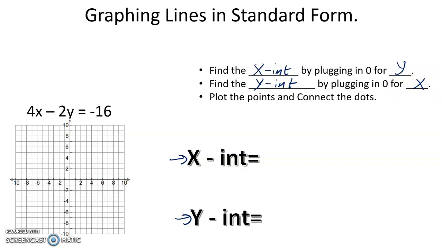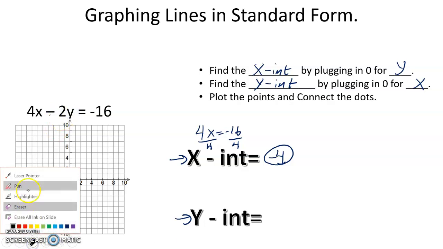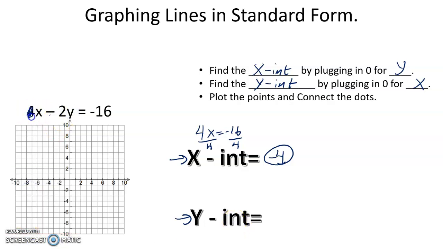The way you can actually do this, you don't even have to do math. Take the -2y and just get rid of it. That way you'll be left with the equation 4x equals -16. If you solve for x, you get an x-intercept of -4. You can do the exact same thing for the y-intercept by covering up the x. You're left with -2y is equal to -16. Divide by -2 on both sides, and you'll get a y-intercept of 8.